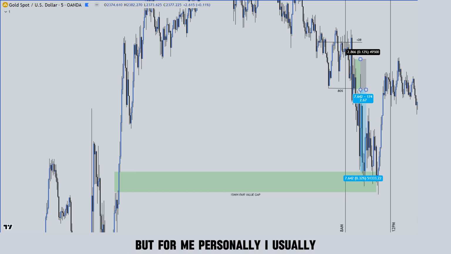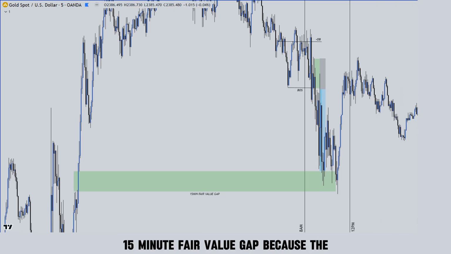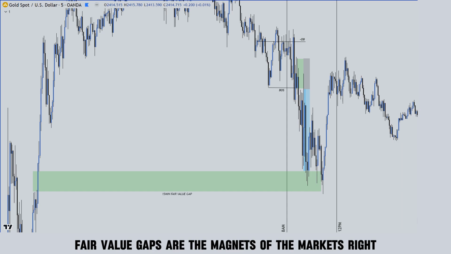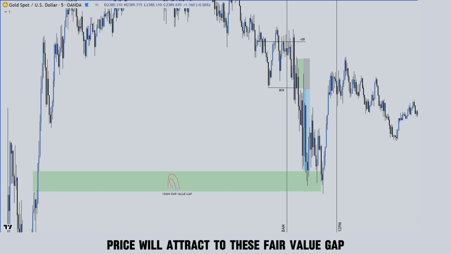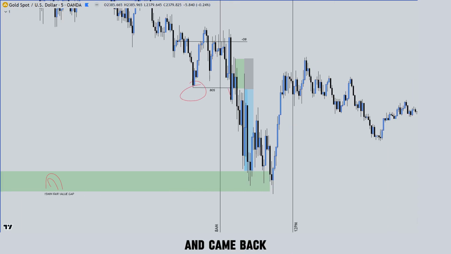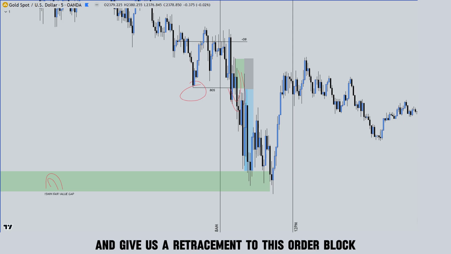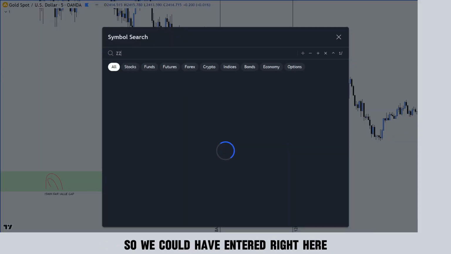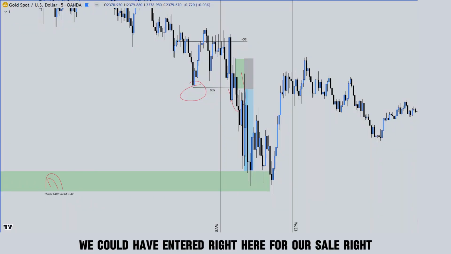But for me personally, I usually always target the open of that 15 minute fair value gap, because fair value gaps are the magnets of the markets, right? Price will attract to these fair value gaps. So after price came back from this break of structure and gave us a retracement to this order block, an RTO entry, price is just going to come back down. So we could have entered right here for our sell, right?